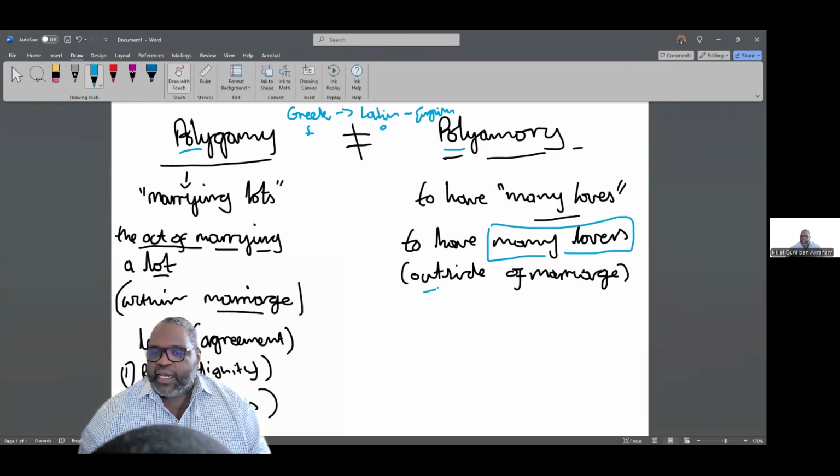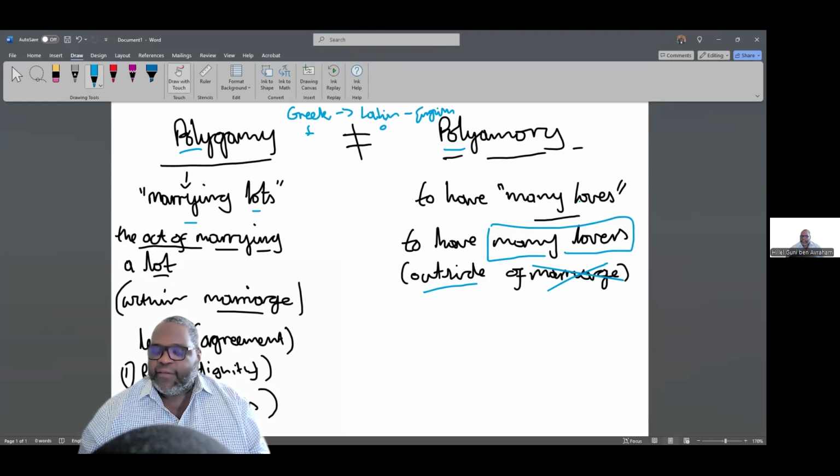This happens outside of marriage. So there's no marriage in polyamory, not in the beginning, anyways. So it begins outside of marriage, whereas polygamy immediately starts with marriage, but you marry lots.